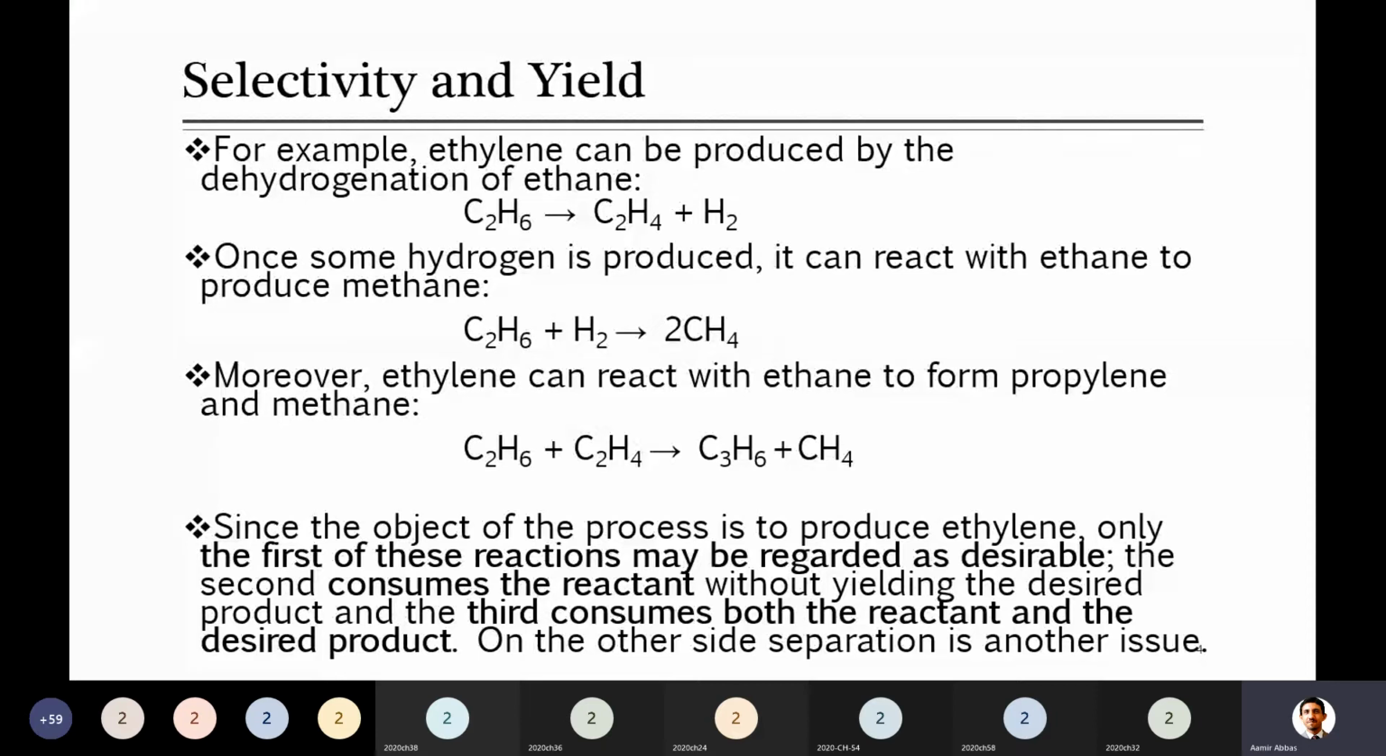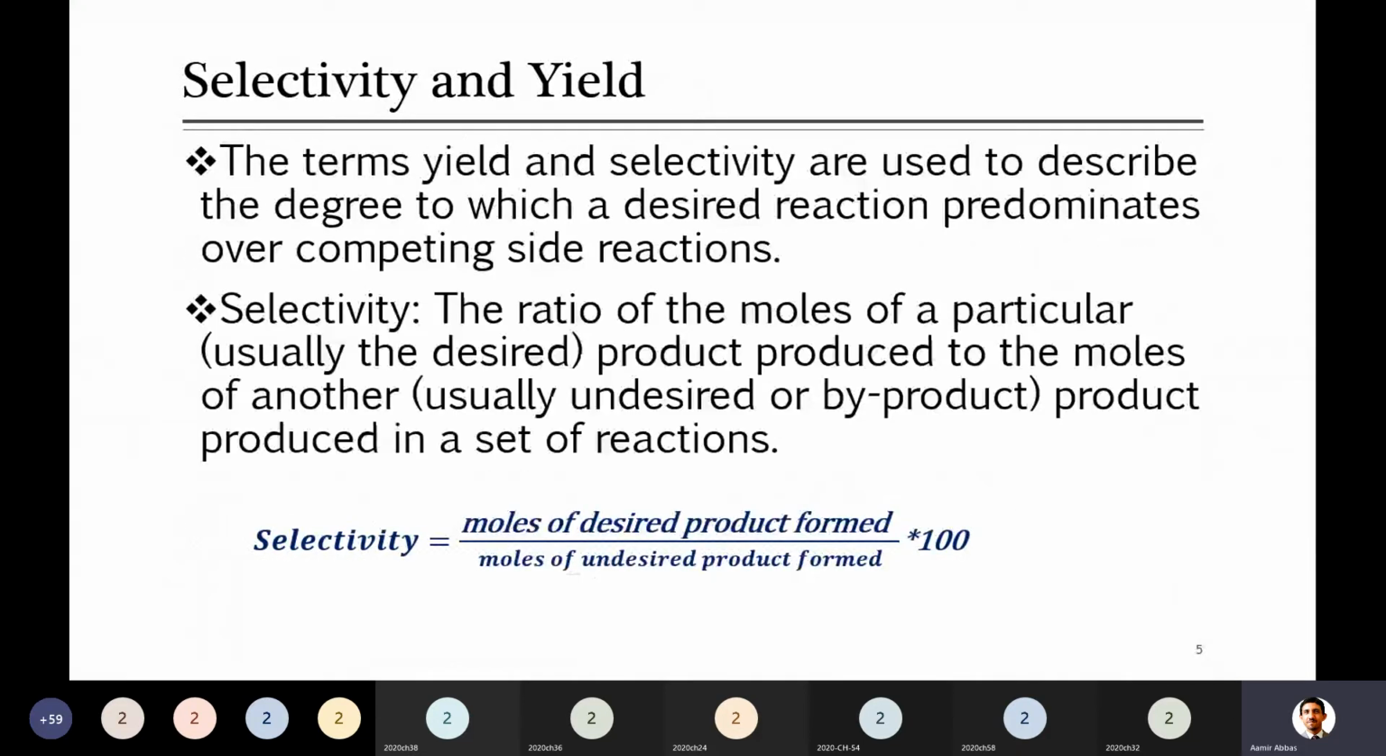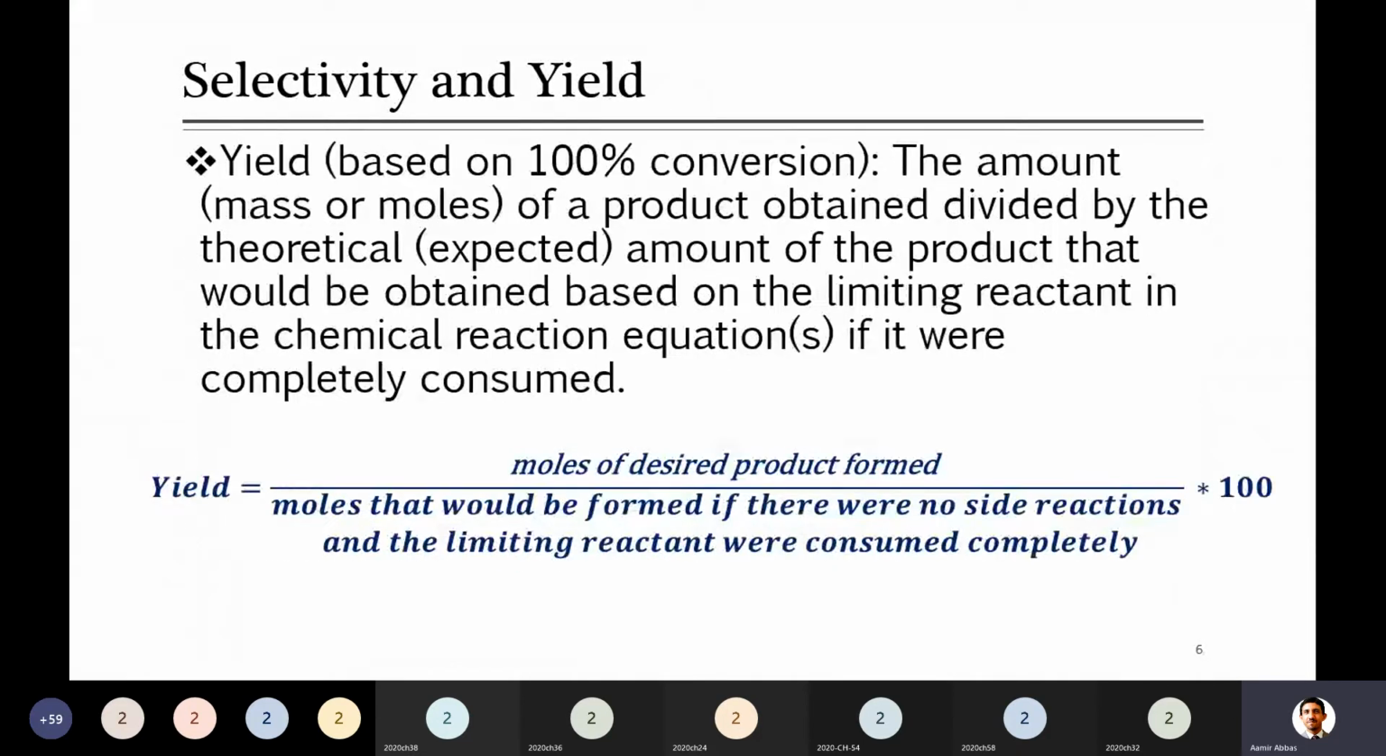But most of the time, in your textbook and other books, some report it in terms of percentage, but most of the time they just write it in the form of ratios. So if I write it as a ratio, it will be moles of desired product divided by the moles that would be formed if there is no side reaction and the limiting reactant were consumed completely.